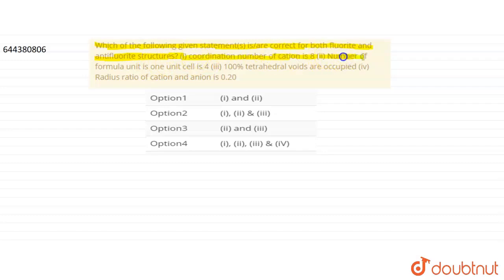Our second statement is: the number of formula units in 1 unit cell is 4. Third statement is: 100% tetrahedral voids are occupied. And the fourth statement is: radius ratio of cation and anion is 0.20. Our options are: first and second are true; first, second and third are true; second and third are true; and first, second, third, fourth are true.